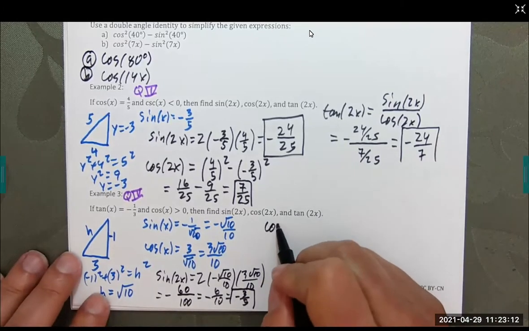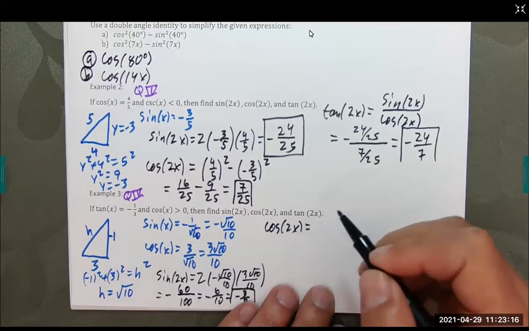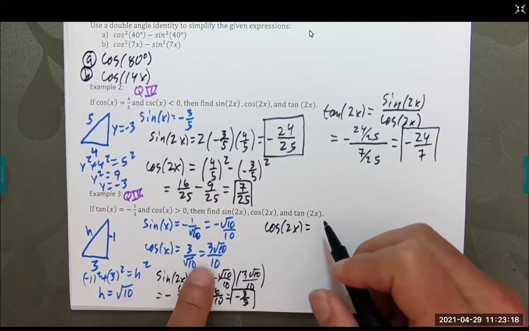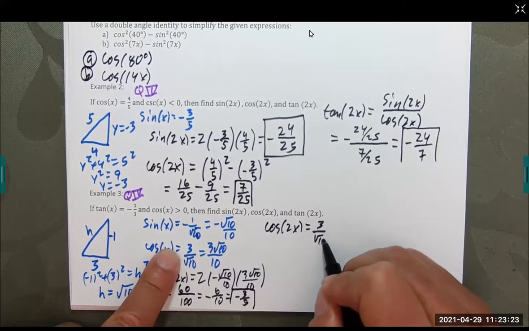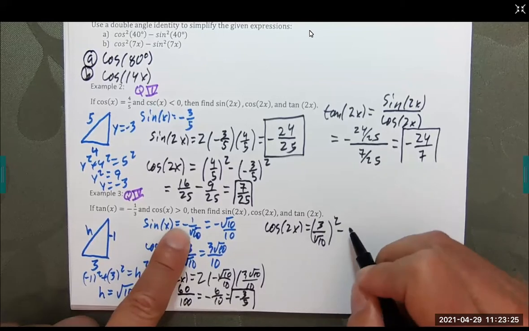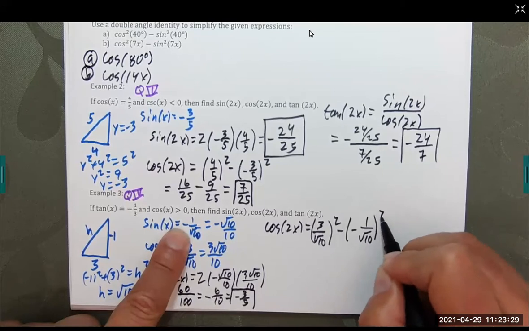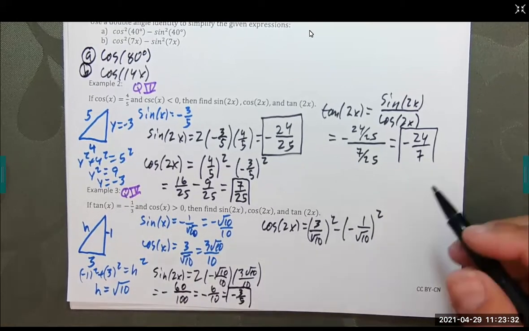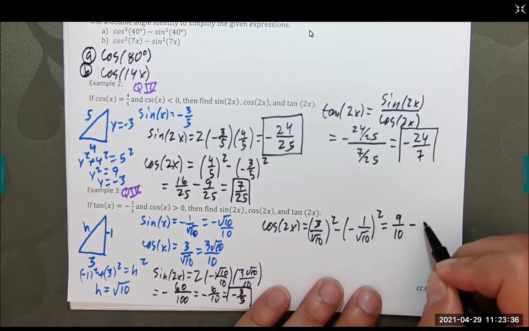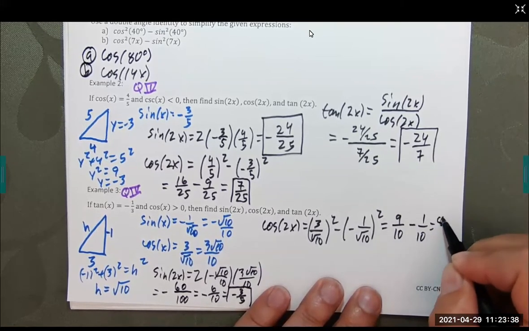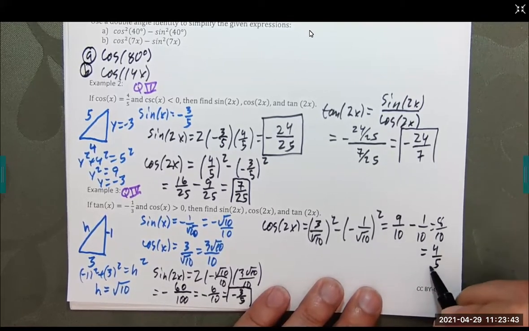Next up, we have cosine of 2x. It's going to be cosine squared, so cosine. And I'm going to use this one, 3 over root 10 squared minus sine squared, that's negative 1 over root 10 squared, which gives me 9 over 10 minus 1 over 10, so that's 8 over 10, which reduces to 4 over 5.